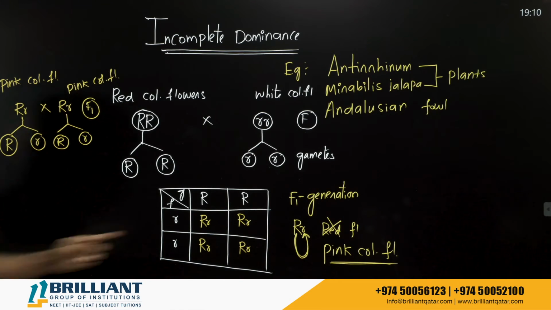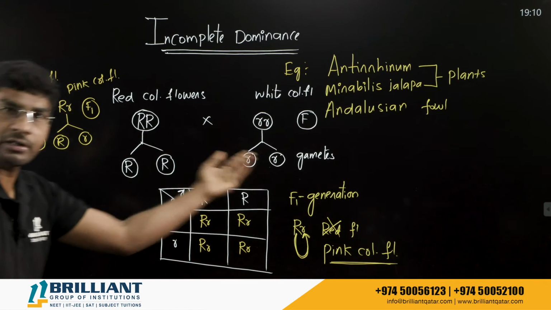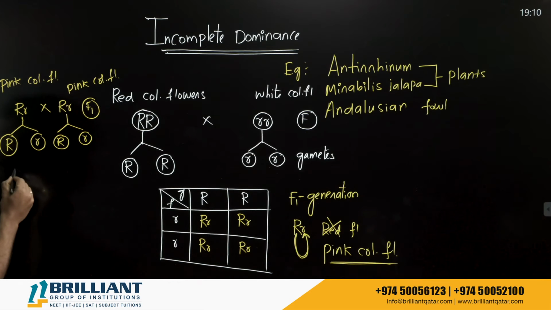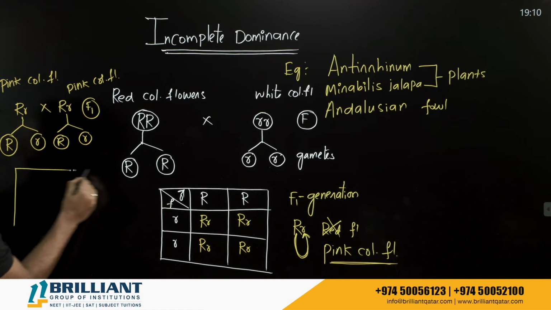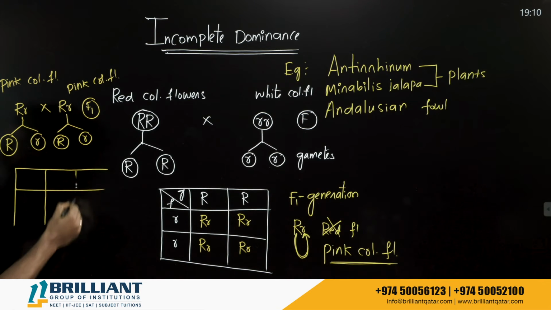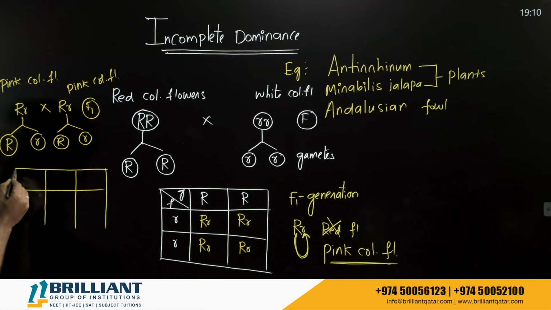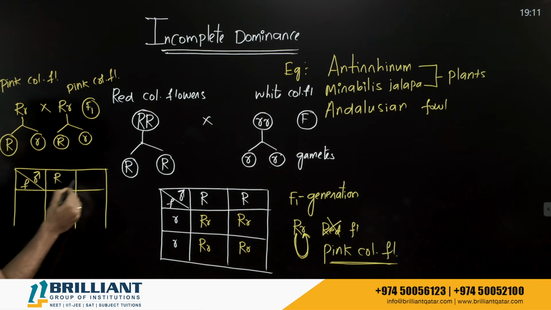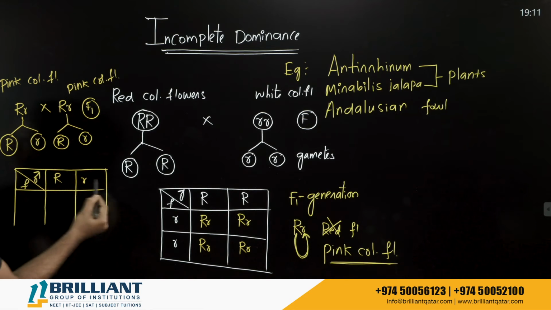What am I getting? F2. F1 crossed with F1 gives the F2. Make a Punnett square here. In the Punnett square, we can write male and female, capital R and small r. These two gametes go in these two boxes.